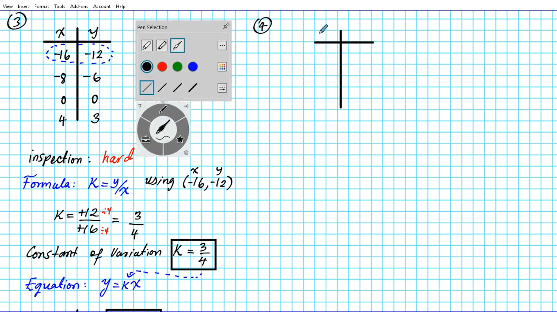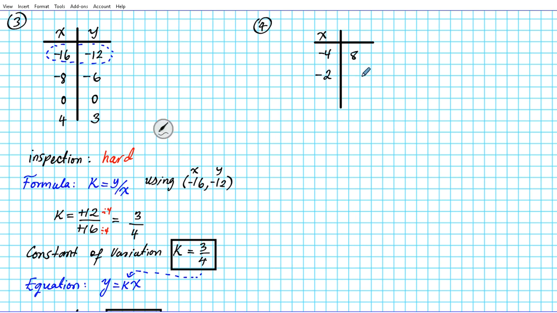So x is -4 and y is 8. And then when x is -2, y is 4. When x is 0, y is 0. When x is 1, y is -2. Okay, so what is the constant of variation here?